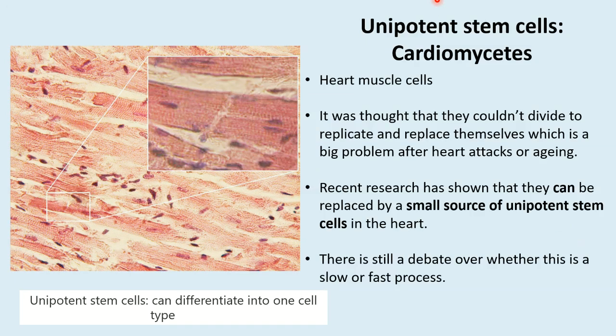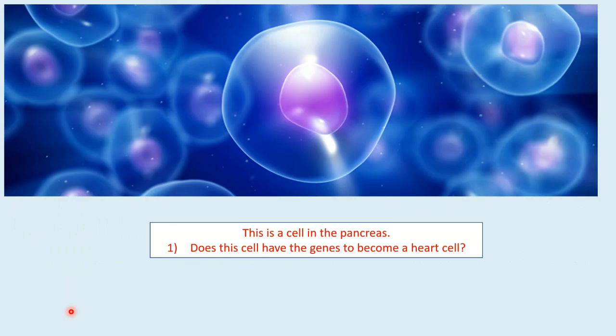Last one is unipotent stem cell. These cells can only become one type of cell. Let's say your skin is replacing, so you have a stem cell in the skin, and that stem cell can differentiate into which cell? Skin cell only, not heart cell, not liver cell. Cardiomyocyte is a stem cell of the heart. When the heart cells die, these cardiomyocytes can differentiate into new heart cells. That's called a unipotent stem cell.